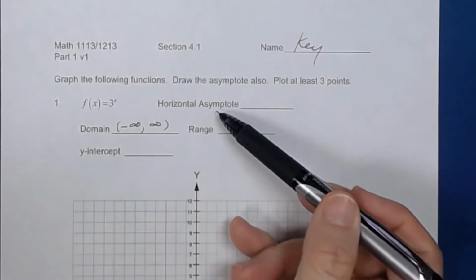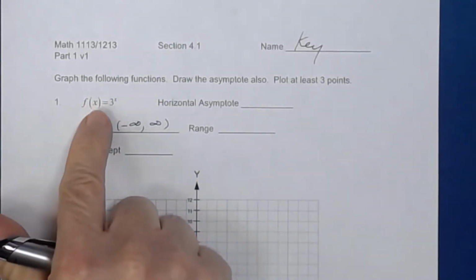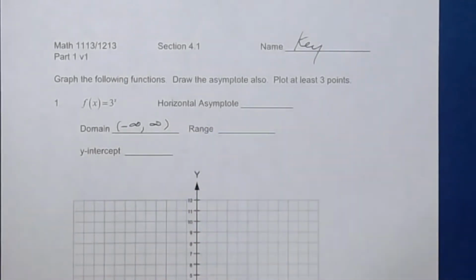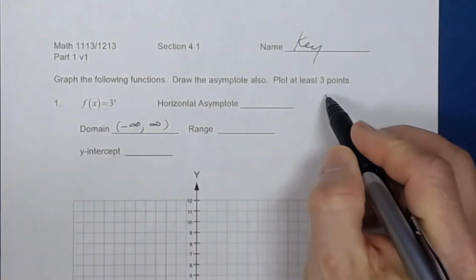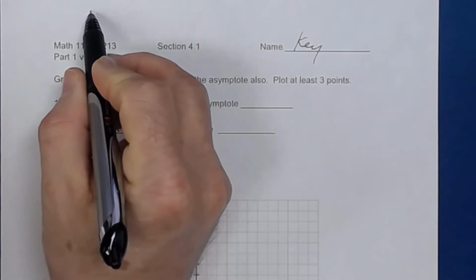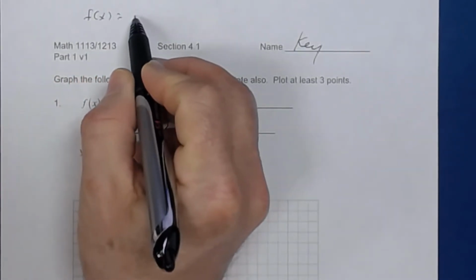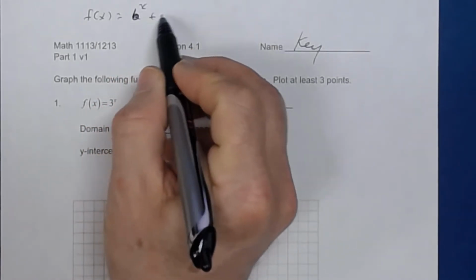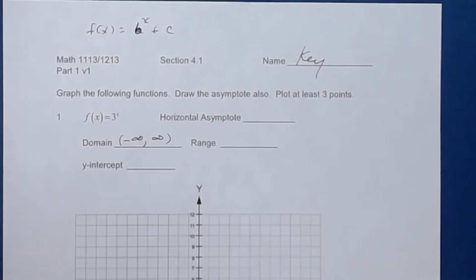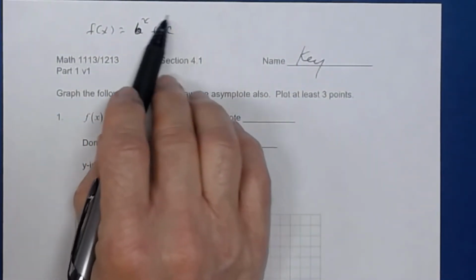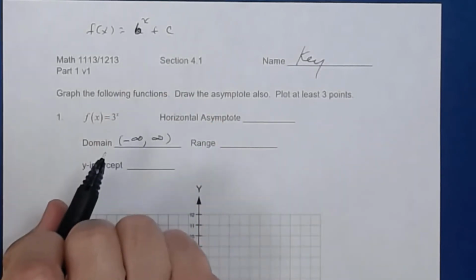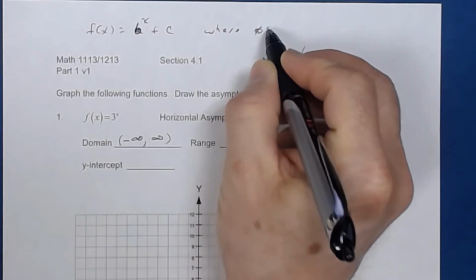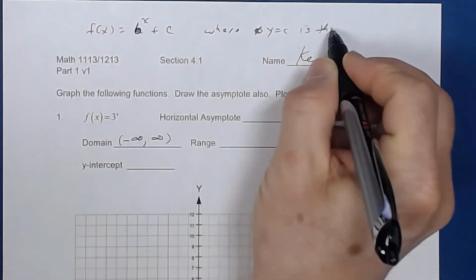Now let's talk about how to find the horizontal asymptote. All exponential functions have a horizontal asymptote. If you recall the general form of an exponential function, let's say f of x equals a times b to the x, b for base, plus c, some constant. This constant right here is your horizontal asymptote. So y equals c is the horizontal asymptote.